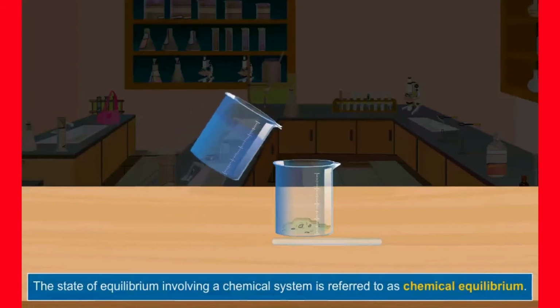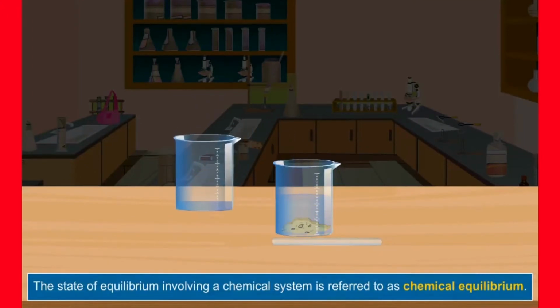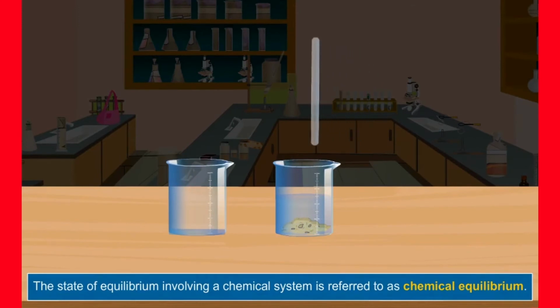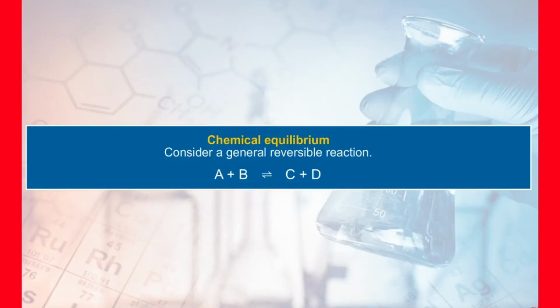Equilibrium in chemical processes. A large number of chemical reactions do not go to completion and attain a state of equilibrium after some time. The state of equilibrium involving a chemical system is referred to as chemical equilibrium. Consider a general reversible reaction.